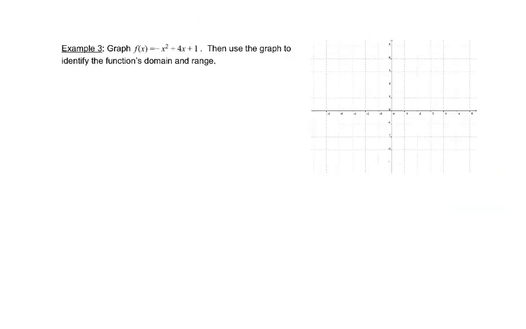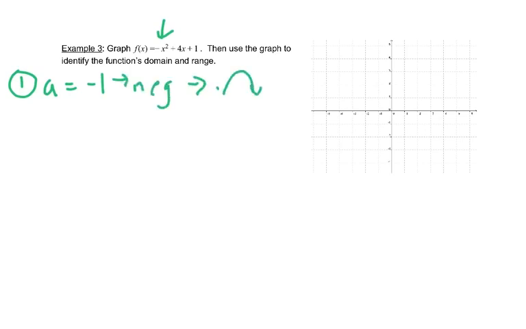Now let's look at this one where we have a different form. Okay, so this beginning step is the same. We're going to start off first by looking at a. A is the number that's in front of the x squared, so that's negative 1. And that's negative, which tells us that the graph is going to open down.